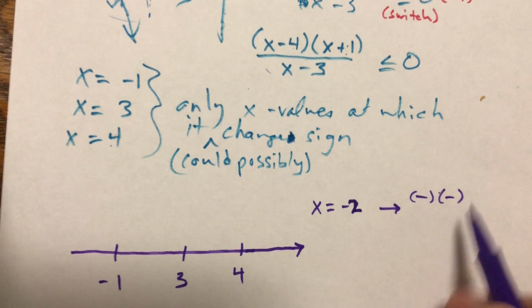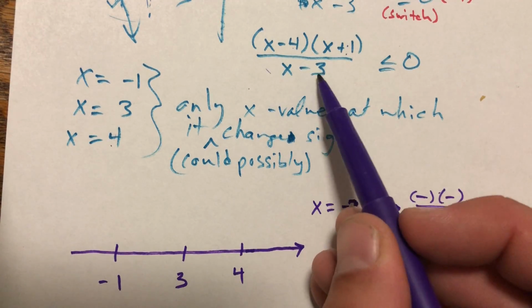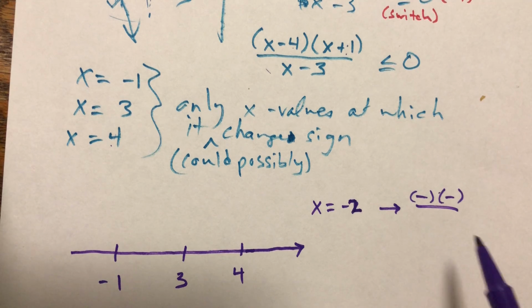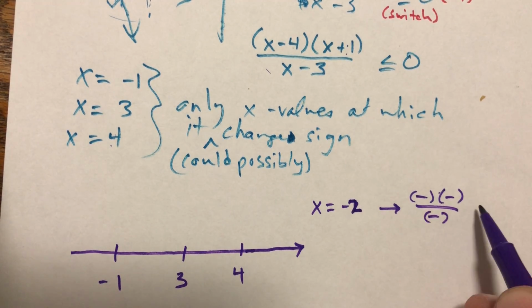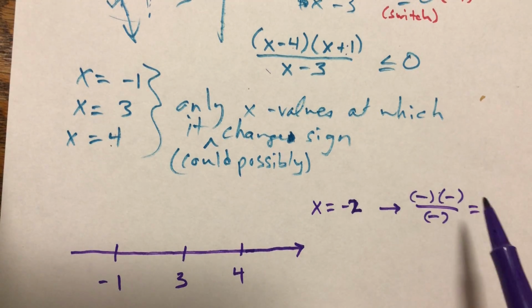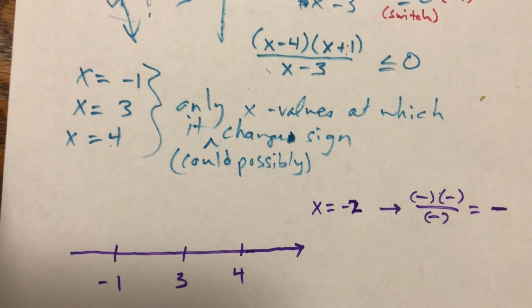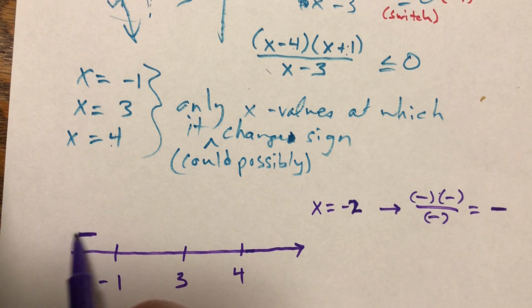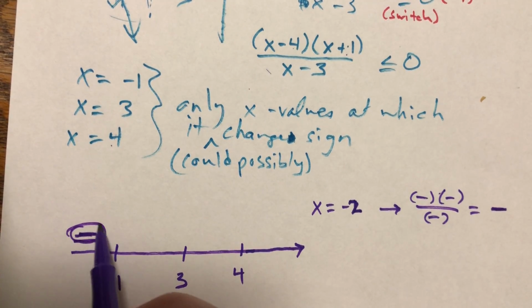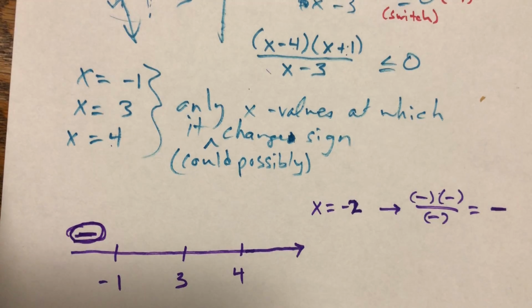Negative. And then this one's going to be negative. -2 minus 3 would be -5, so that's negative. So all together, we got a negative times a negative, which is positive, divided by a negative, so the end result is negative. So over here in this region, the value is negative. So any x value over here is going to give us a negative value for our expression.